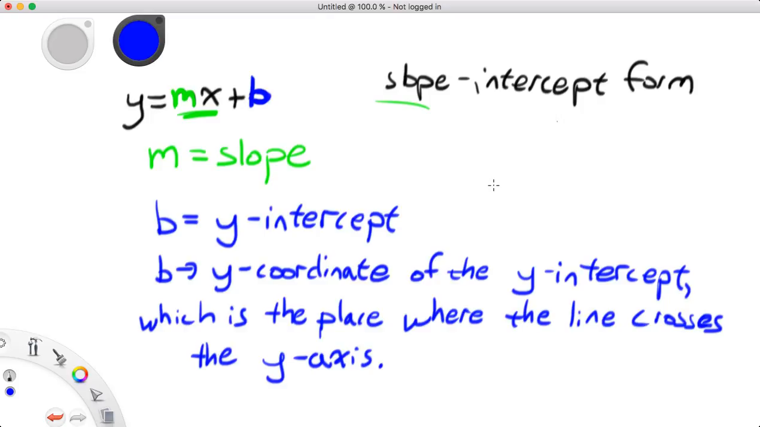Intercept. Just think, all you football players and football fans out there, what happens when you intercept a ball? Well, you get in its way and you grab it, so that the path of the ball has crossed your path, and it means that you have intercepted it. So the y-intercept is the place where the line crosses the y-axis. Okay, y equals mx plus b. m is your slope, b is your y-intercept, and it's the y-coordinate of the y-intercept, which is the place where the line crosses the y-axis.